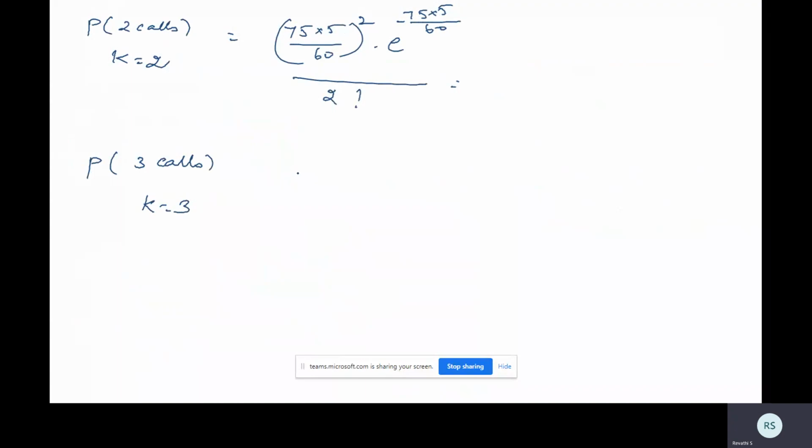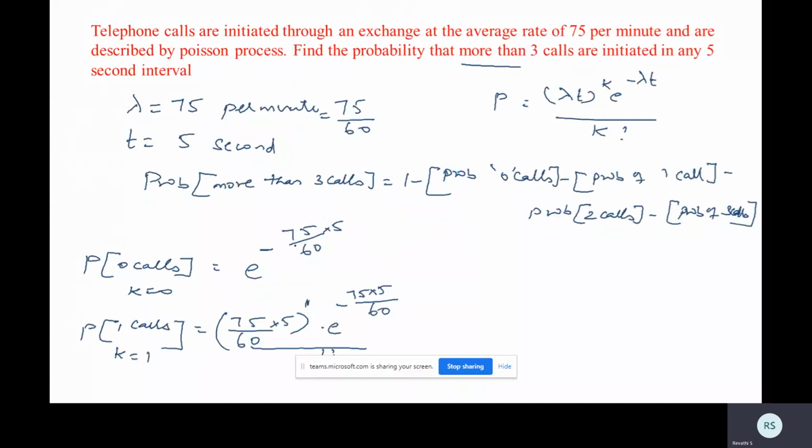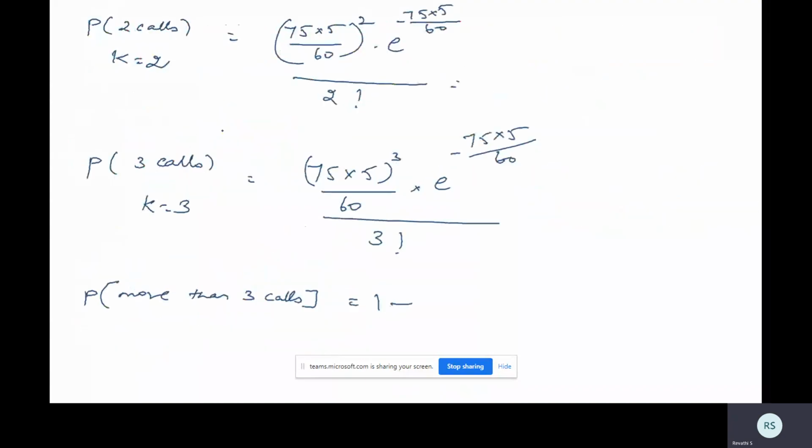Similarly, probability of 3 calls. Now k equal to 3. So 75 into 5 by 60 the whole power cube, into e power minus 75 into 5 by 60, divided by 3 factorial. You can see e power minus 75 into 5 by 60 is common in all the terms, so you can get the answers individually. Then you have to find the probability of more than 3 calls. I'm just leaving this to you. Probability of more than 3 calls is nothing but 1 minus whatever you got here, minus here and minus here. You can complete it with a similar procedure.